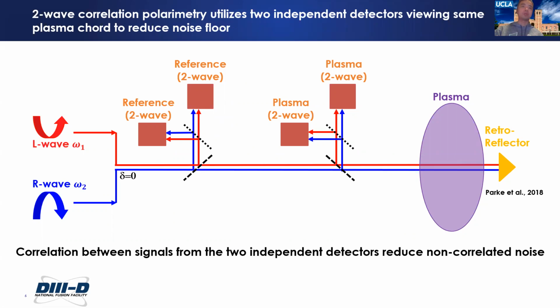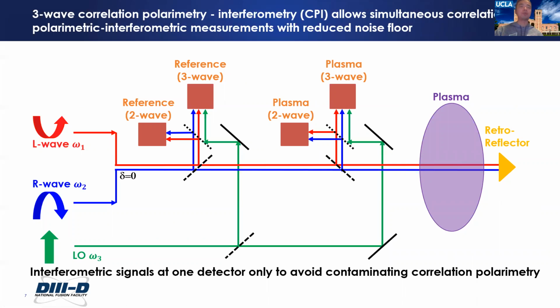So now it should be apparent that if you want to do simultaneous polarimetry and interferometry measurement using the correlation technique, what we need to do is to combine this three-wave technique and two detectors at each channel, as I'm showing you here in this slide.